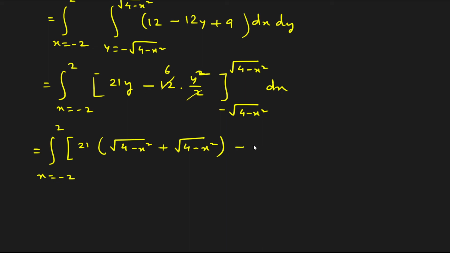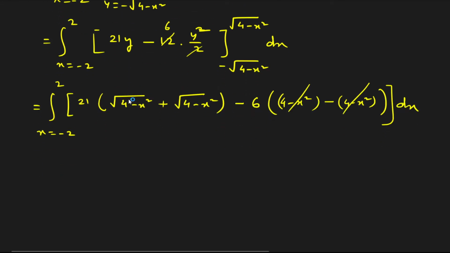Then minus 6 into, now it is y square, right? So in place of y, if you put root over 4 minus x square, the square will vanish, you will get 4 minus x square minus, when you put the lower limit, now this minus will not come because y square is there, no? So 4 minus x square. So if you want, you can omit this particular line because these two terms will cancel out. Since it is y square, if you don't want to write, it's up to you. Then dx.